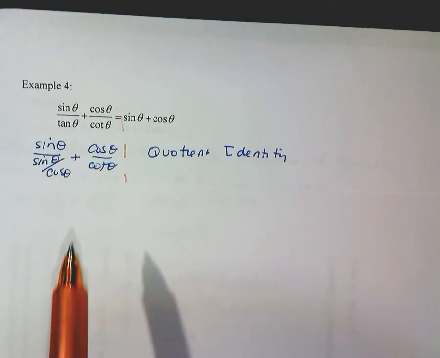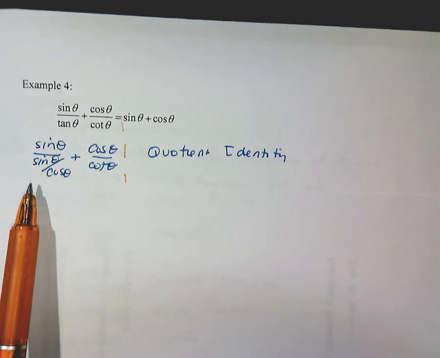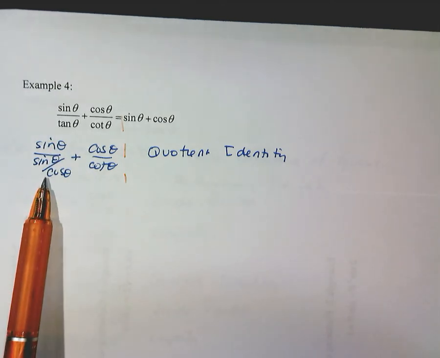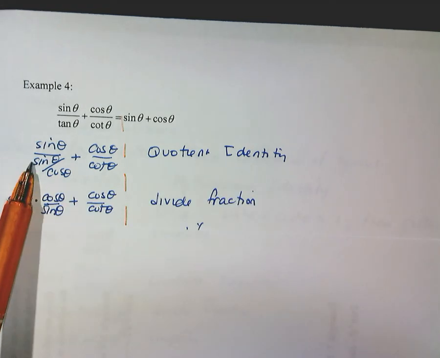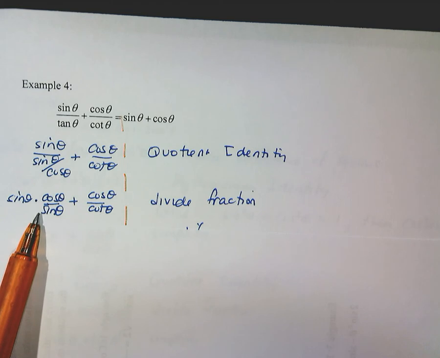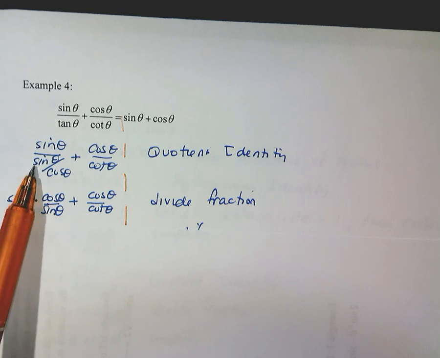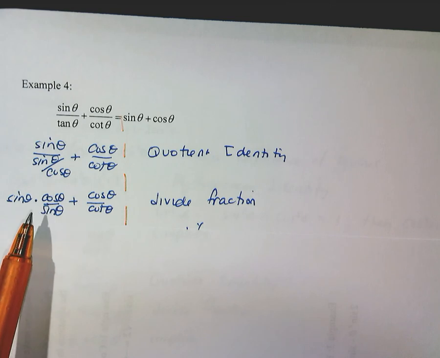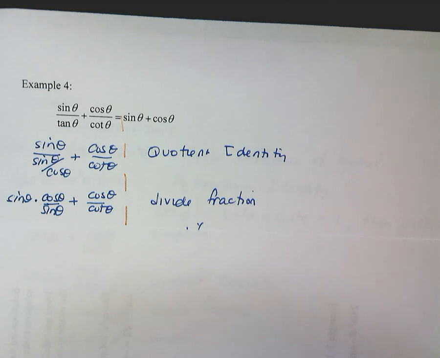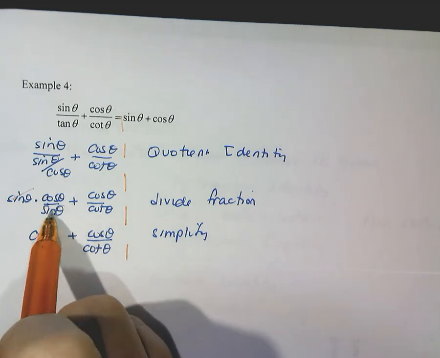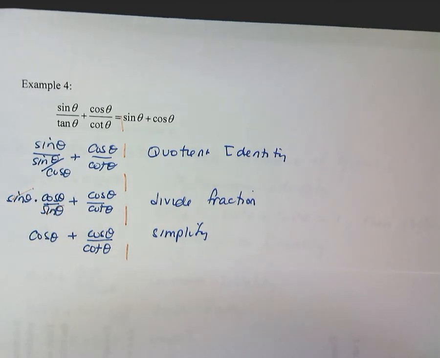My first step is I'm going to replace this tangent with sine over cosine. And that's a quotient identity. When you divide by a fraction, you flip the fraction underneath and you multiply. So dividing by sine over cosine is going to be multiplying by cosine over sine. And I just put down that I'm dividing by a fraction. If I multiply these, sine in the numerator, this is sine theta over 1. Cosine theta over sine theta, the sine thetas cancel out, I'm left with cosine theta.